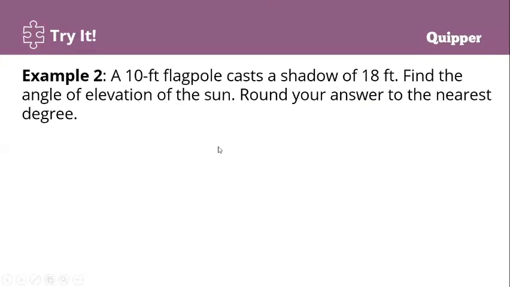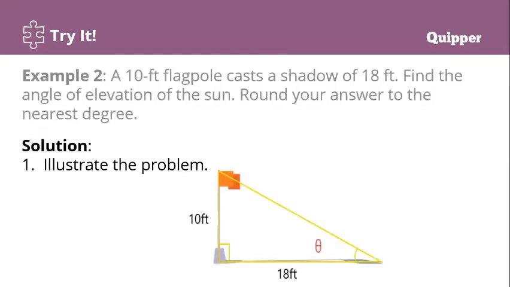We'll have the second example. A 10-feet flagpole casts a shadow of 18 feet. Find the angle of elevation of the sun. Round your answer to the nearest degree, so it should be a whole number. The same process, just like what we did in the previous example, we'll have to illustrate the problem. Since we're looking for the angle of elevation, we have here two given measures, 10 feet and 18 feet.